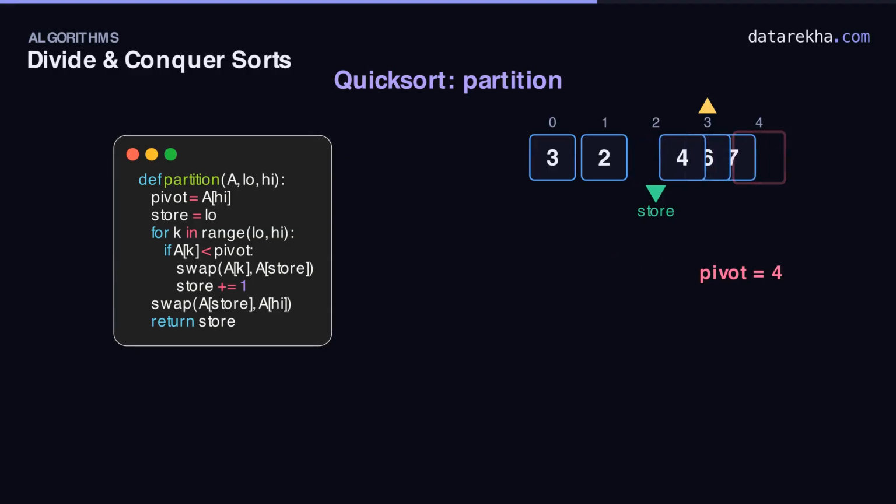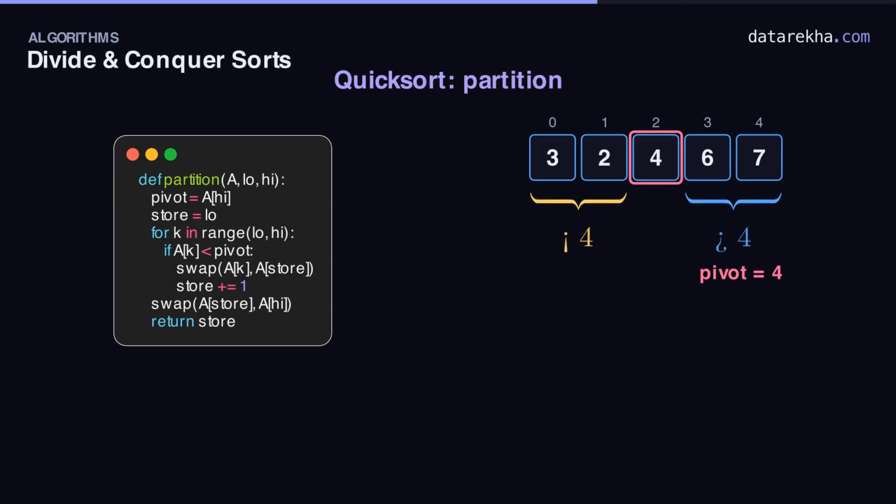The final move is the payoff. Swap the pivot into the store slot. The 4 trades with the 7 at index 2. And now look: 3, 2, 4, 6, 7. The pivot 4 is now in its final, permanent position. Everything to its left is smaller, 3 and 2. Everything to its right is larger, 6 and 7. 4 will never move again.